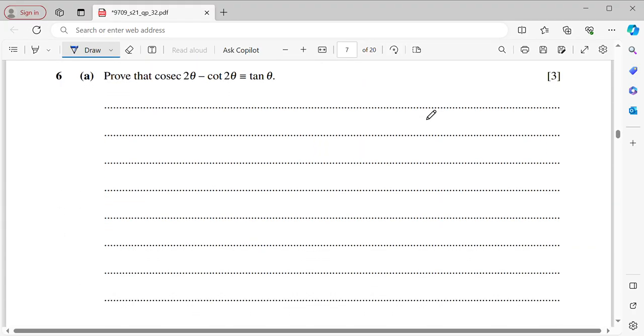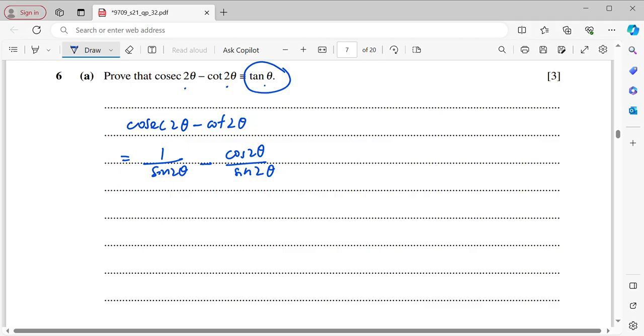Okay, next question 6a. Prove that cosecant 2 theta minus cot 2 theta is equivalent to tangent theta. Okay, so I will start from the left hand side because it has two terms, then we can simplify it. Cosec 2 theta is basically 1 over sine 2 theta. Cot 2 theta is cos 2 theta over sine 2 theta. Okay, but then when you look at the answer here, it is just tangent theta.